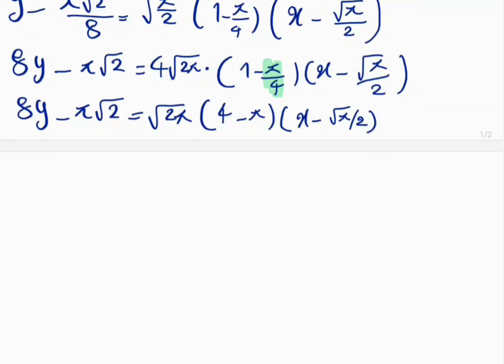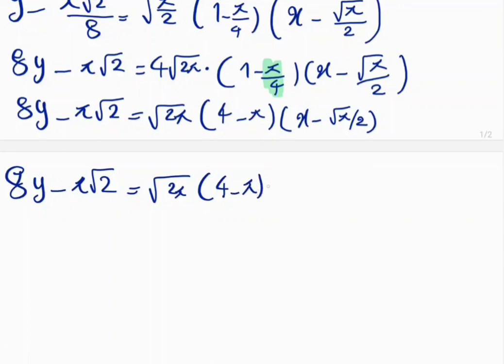Now let's expand the right hand side. So I have still 8y minus pi root 2 is equal to root 2 pi, and on the right hand side, I will get this times 4 minus pi times x. So, multiplying each term of the second bracket by the first bracket. And then I will get minus root pi by 2 times.